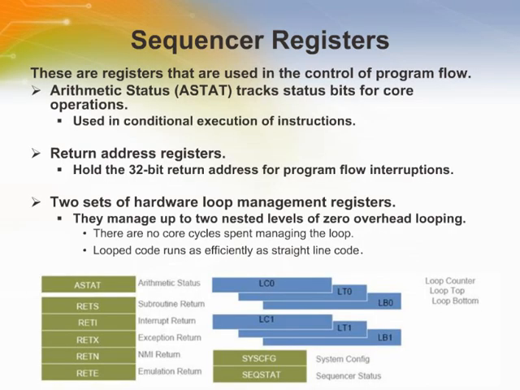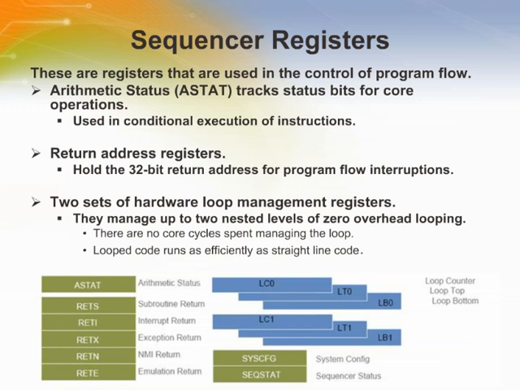The sequencer has a number of registers that are used in the control of program flow on the Blackfin. There's an arithmetic status register. Anytime we do an arithmetic operation, you could be affecting bits in here, AZ for zero, AN for negative, for instance. The sequencer uses these status bits for the conditional execution of instructions. Blackfins also have a number of return address registers, RETS, RETI, RETX, shown for subroutine or any number of events. These hold the 32-bit return address for any flow interruption, either a call or some sort of interrupt.